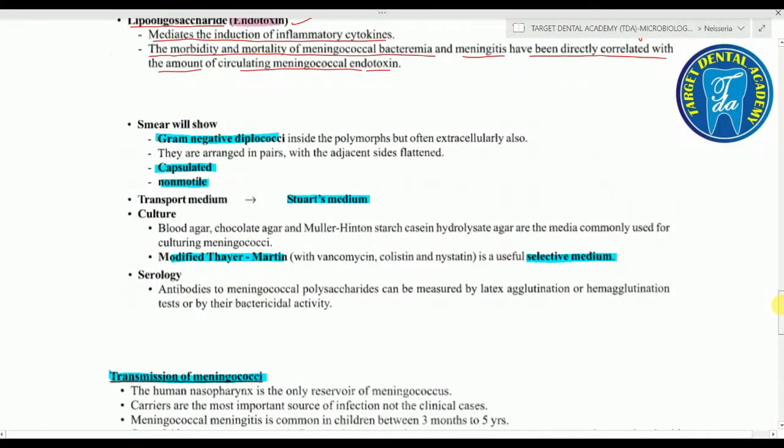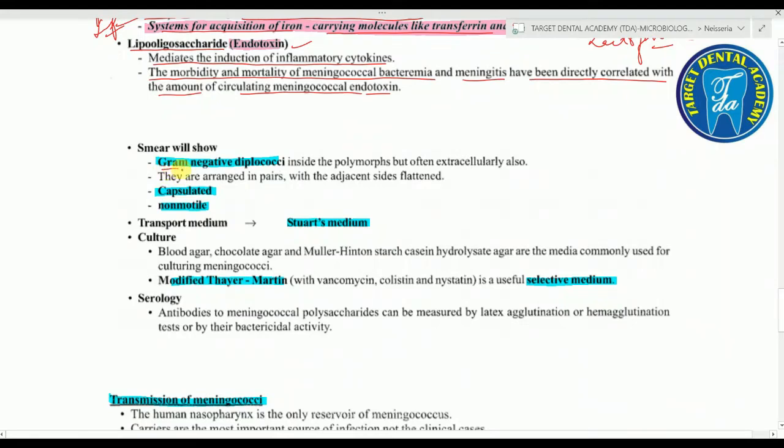Coming on to the smear. So this is a gram-negative diplococci inside the polymorphs, but often extracellularly also. They are arranged in pairs with the adjacent sides flattened. That is why it is known as half moon appearance or half moon shaped. They are capsulated, they are non-motile.